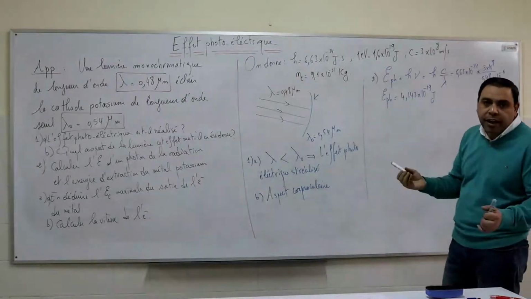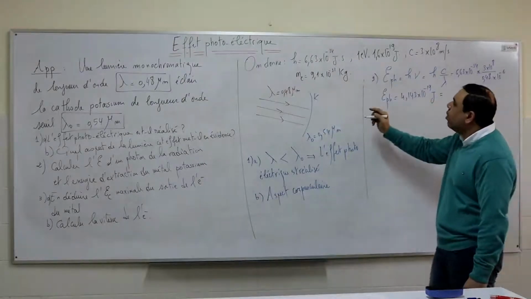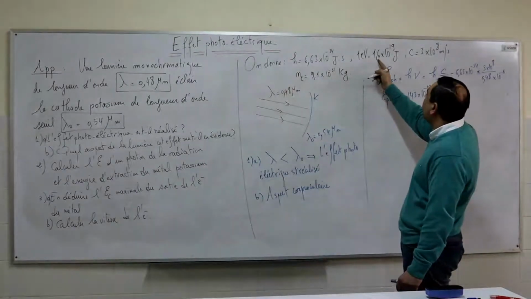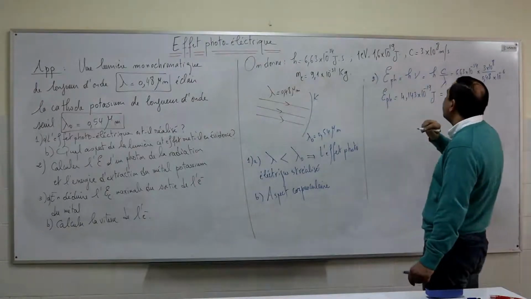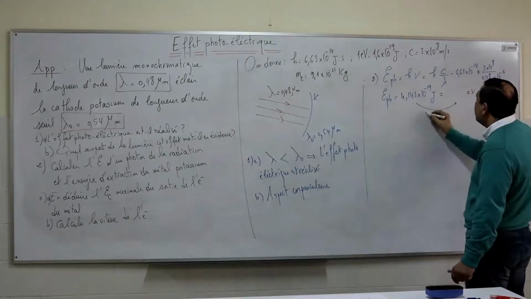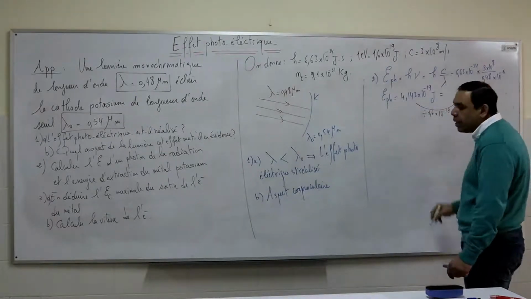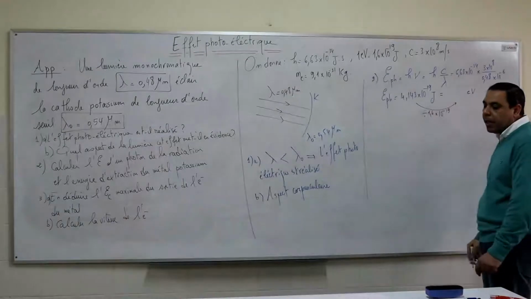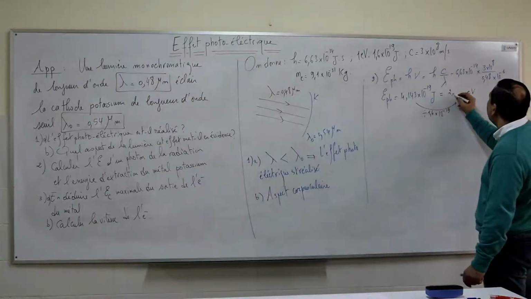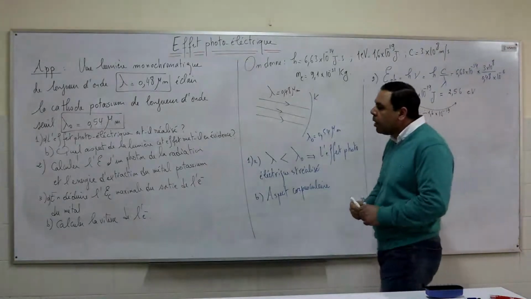Now we can convert this value into electron volts even though it is not necessary. Note that 1 electron volt is equal to 1.6 times 10 exponent minus 19 joules. Hence, to convert into electron volts, we divide by 1.6 times 10 exponent minus 19. And as a result, the answer is 2.56 electron volts.